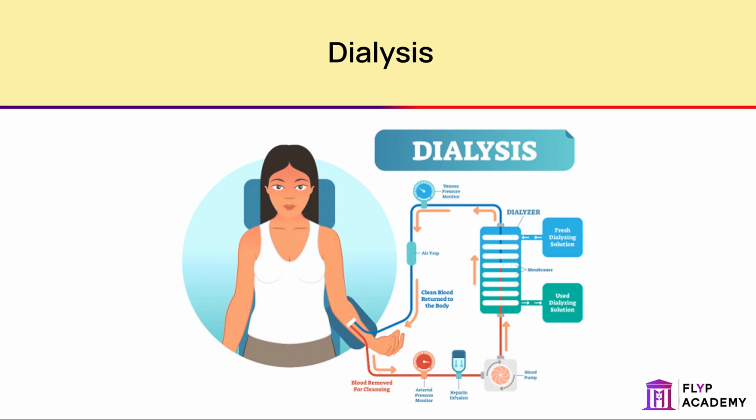The dialysis fluid contains no urea, so that the urea in the person's blood will move out and into the dialysis fluid. The dialysis fluid flows the opposite way to the blood through the machine, so that a concentration gradient is maintained. This means as much of the urea as possible moves out of the person's blood.